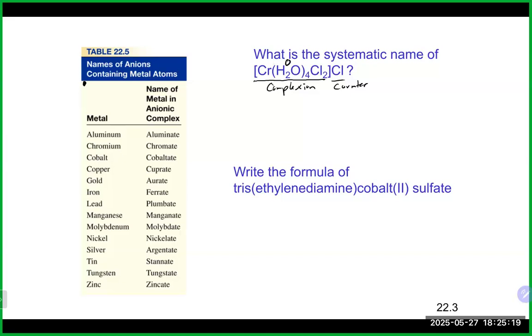Water is 0. Chloride is -1. There's 2 of them, gives you a -2. We also got a -1 for the chloride on the outside as our counter ion. Again, to balance that out to 0 here, our chromium is going to be +3. By the way, the coordination number here is 6 in this case, 4 for the waters and 2 for the chlorides that are attached in this case. Each of the waters is attached in one place, and each of the Cls obviously attached in one place as well.